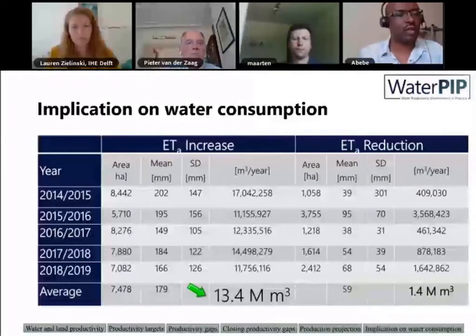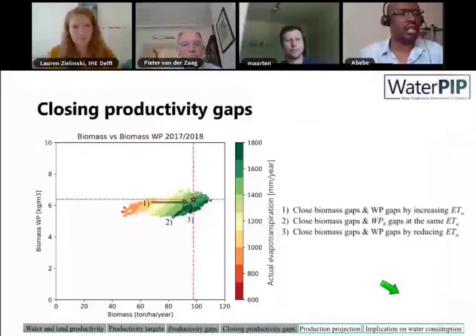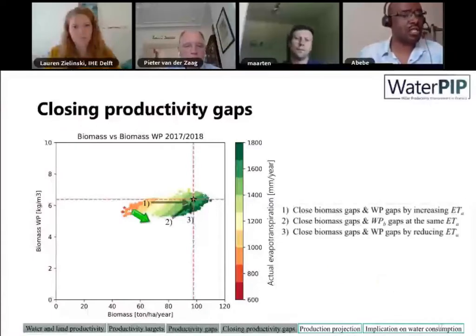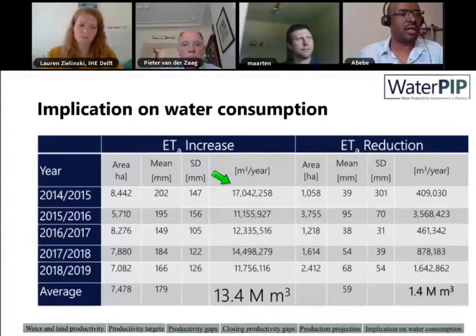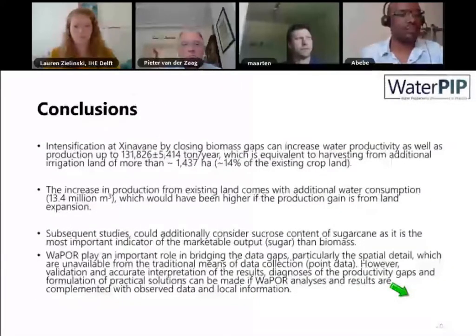Imagine this water consumption, either additional or saving, is only comparing with the existing irrigation scheme. There is still a possibility to increase productivity by consuming less water than what is indicated here. For instance, if we apply mulching and other soil moisture conserving practices, the consumption is expected to be less and maybe the saving more. So this takes me to the final conclusion.